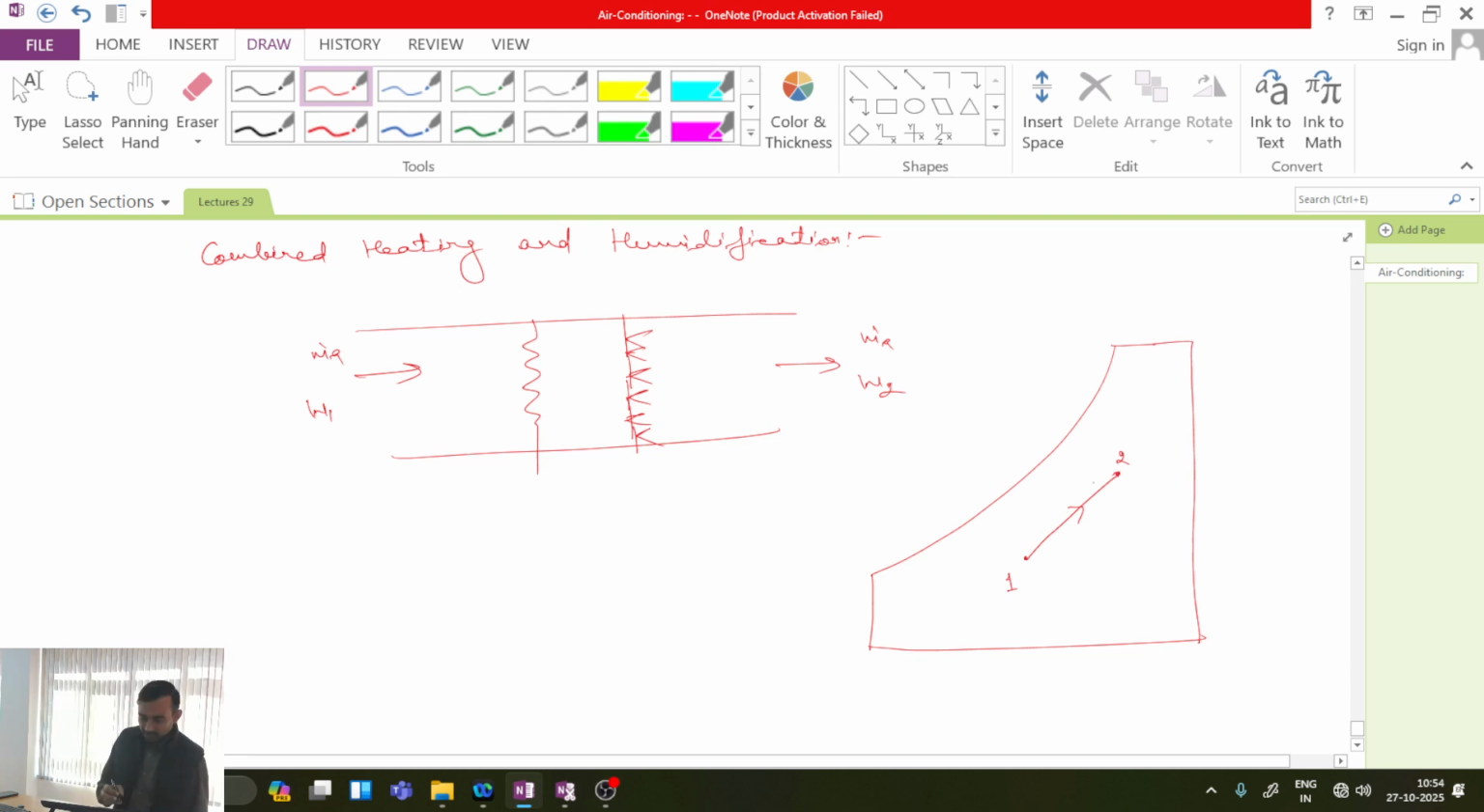Now this process I can divide into two portions. The intersection of this horizontal and vertical line will give me point 3. 1 to 2 is nothing but the combined heating and humidification process. What is process 1 to 3?